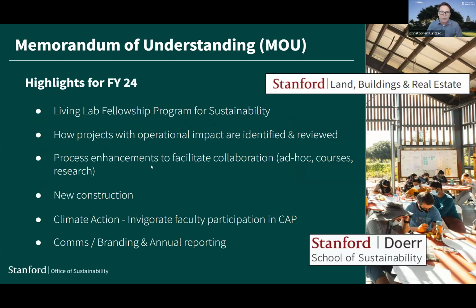Highlights and focus areas for this past year included the Living Lab Fellowship Program for Sustainability. That included a number of projects in the zero waste specific space that Julie will illuminate further. Other focus areas include how we identify and review projects that have an operational impact, how we process, how we develop enhancements to facilitate collaboration, focus on new construction, climate action, as well as communications and branding.